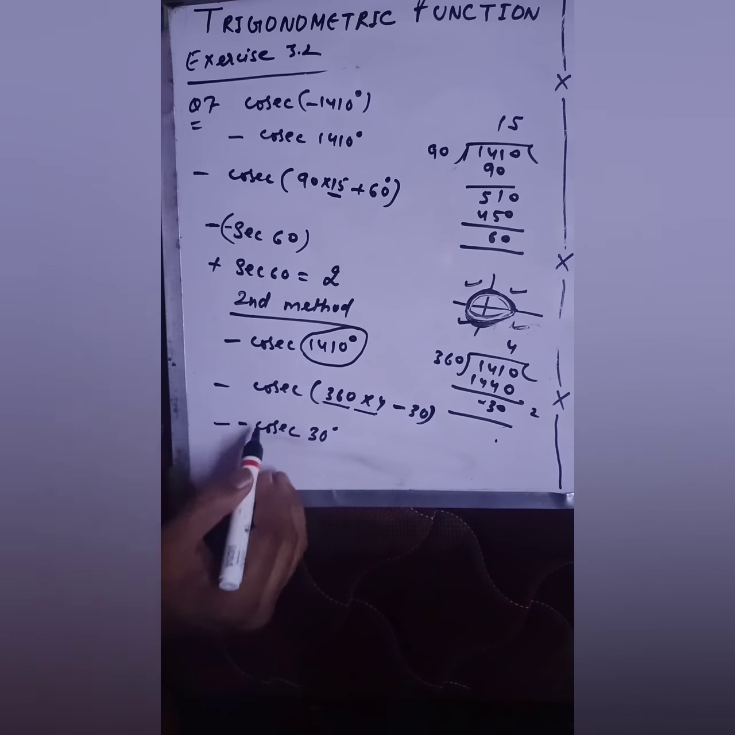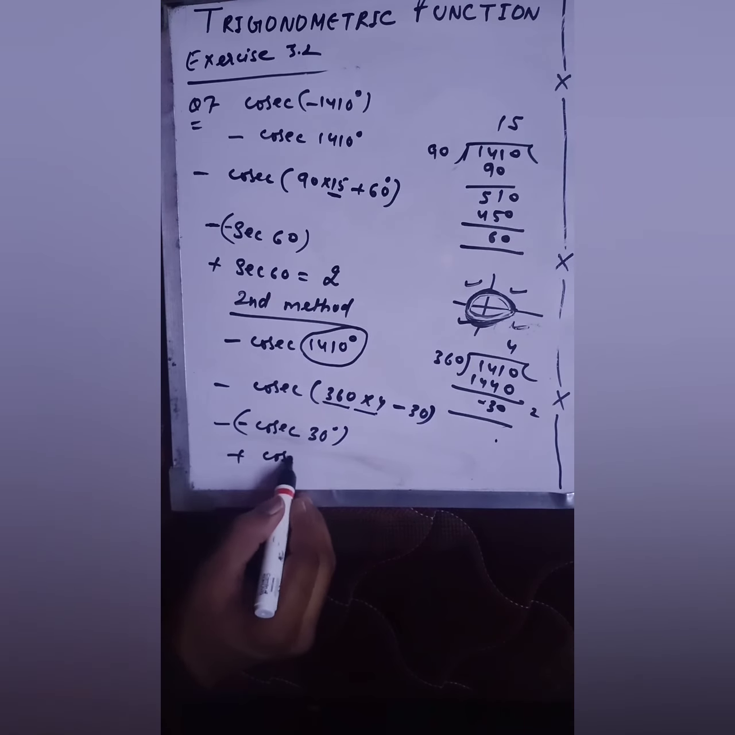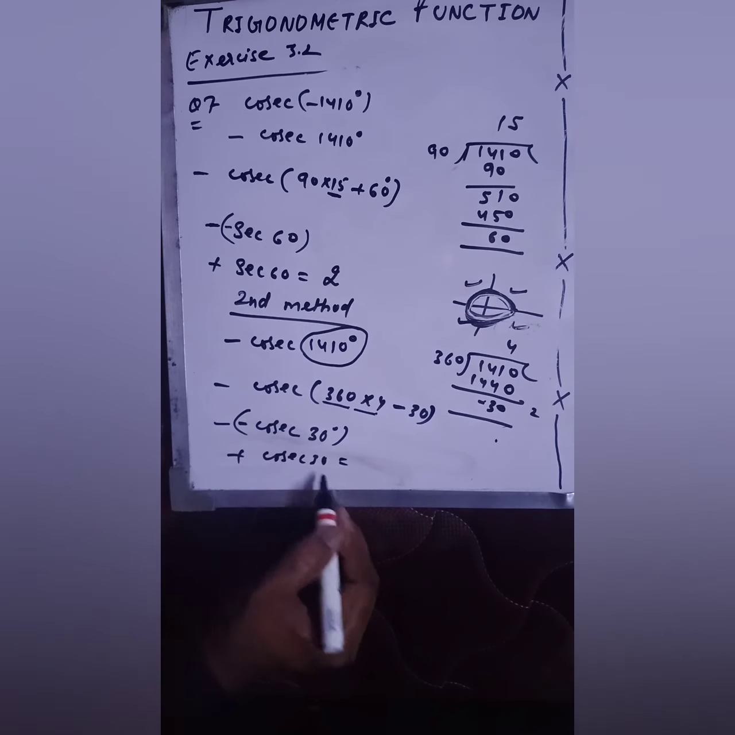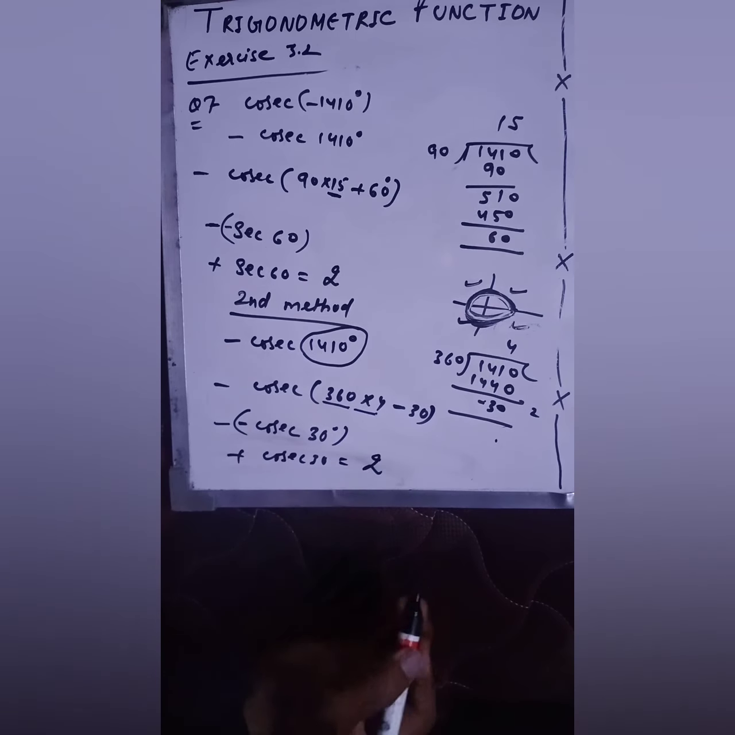Okay, so there are two negative signs. So negative will be positive, and this would be cosec 30, and as you know cosec 30 is 2. So here you are getting the same value. This is how you can solve this question.